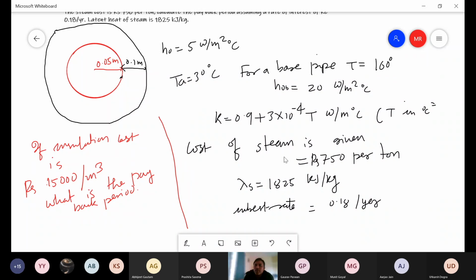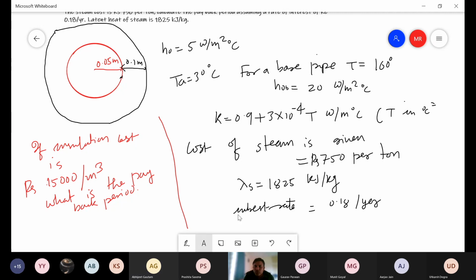T equals whatever is the inside temperature. Okay. Is it clear? Yes, sir. That's why this word is very important. It's a saturated steam. Is it clear now, the problem?